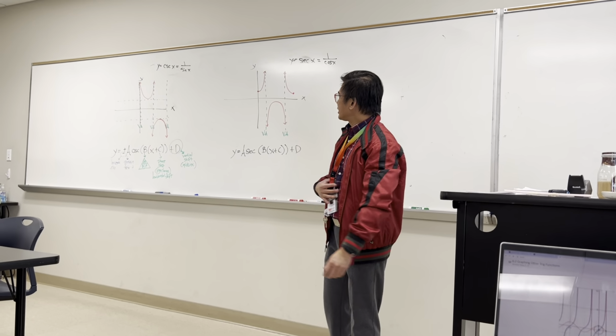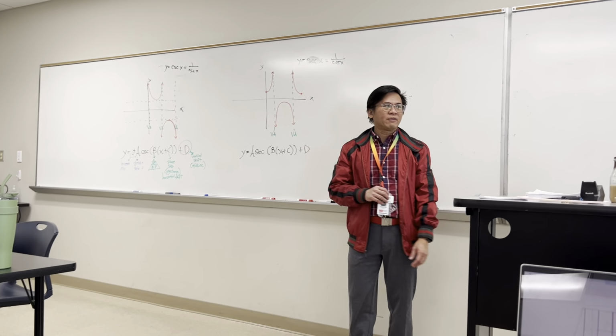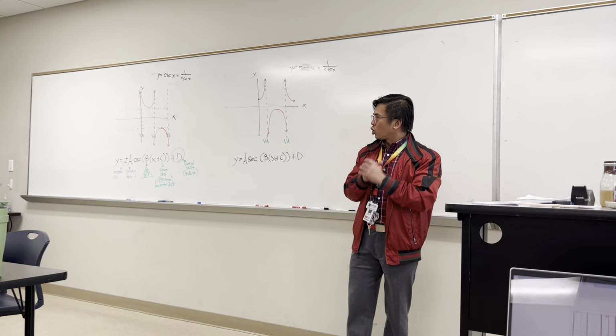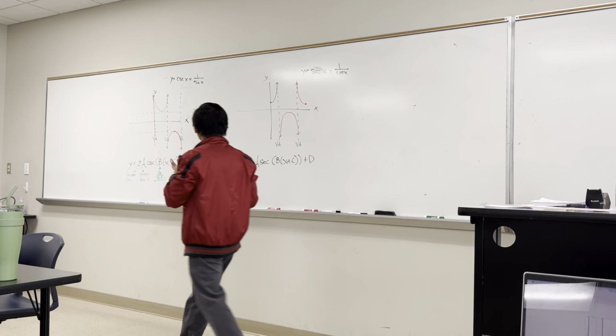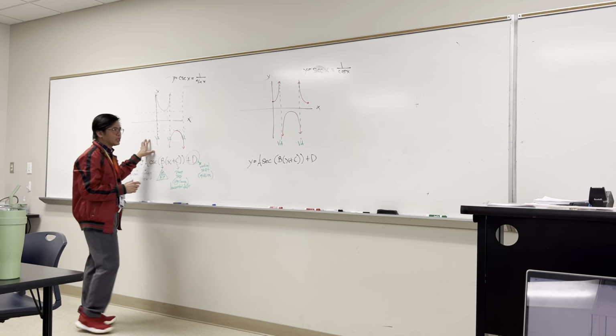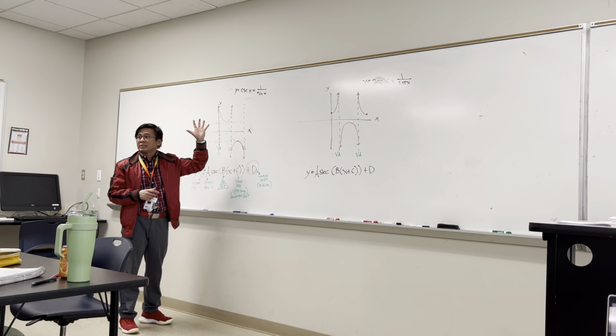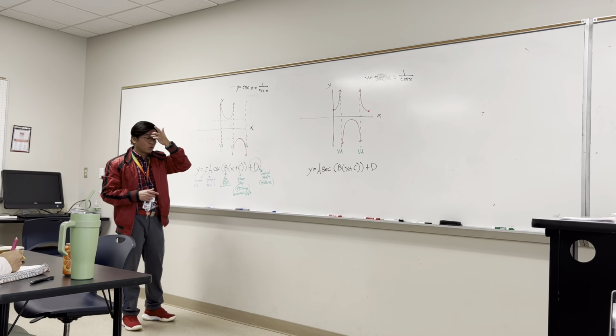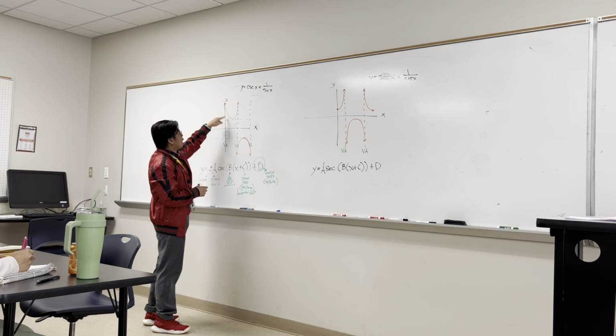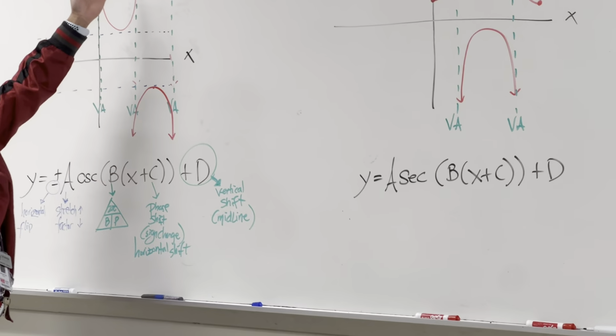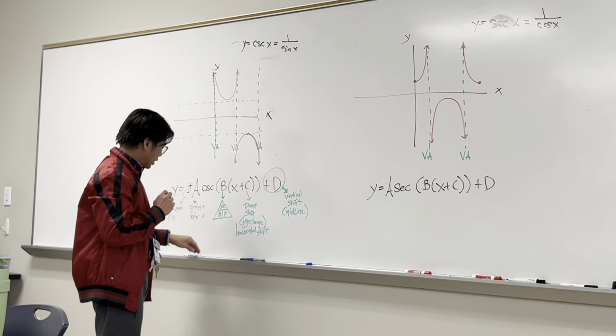But yes, let us do this one in here. So we have in here the graph of our cosecant function. I have graphed in here one cycle or one period for cosecant. As you may notice, one period looks like this, one going up and one going down.